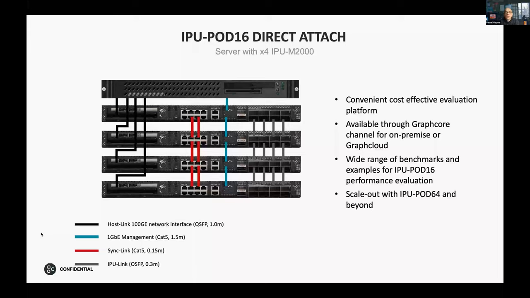And we have four of those machines connected together with special dedicated links. We are using QSFP network cable and of course a 100 gig RoCE solution to communicate with the server. Each of the IPU-M2000s is connected to one of the ports on the server. The red lines represent our synchronization links, and you have the IPU links on the right hand side, connecting all the IPUs together into one logical domain. So from the server or user perspective, you have 16 IPUs available and you can assign them to your job as the problem is defined.